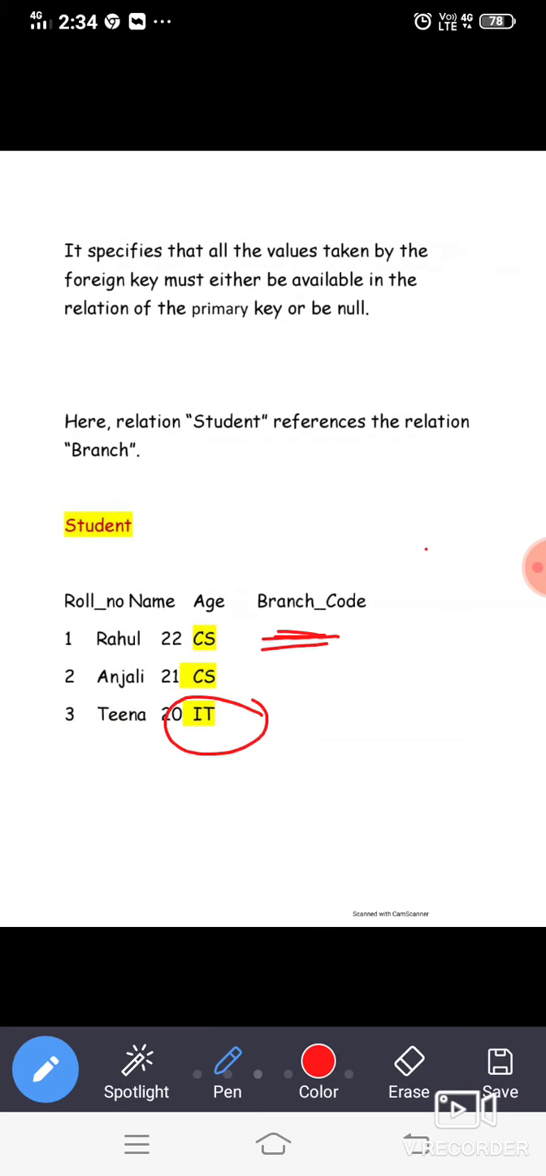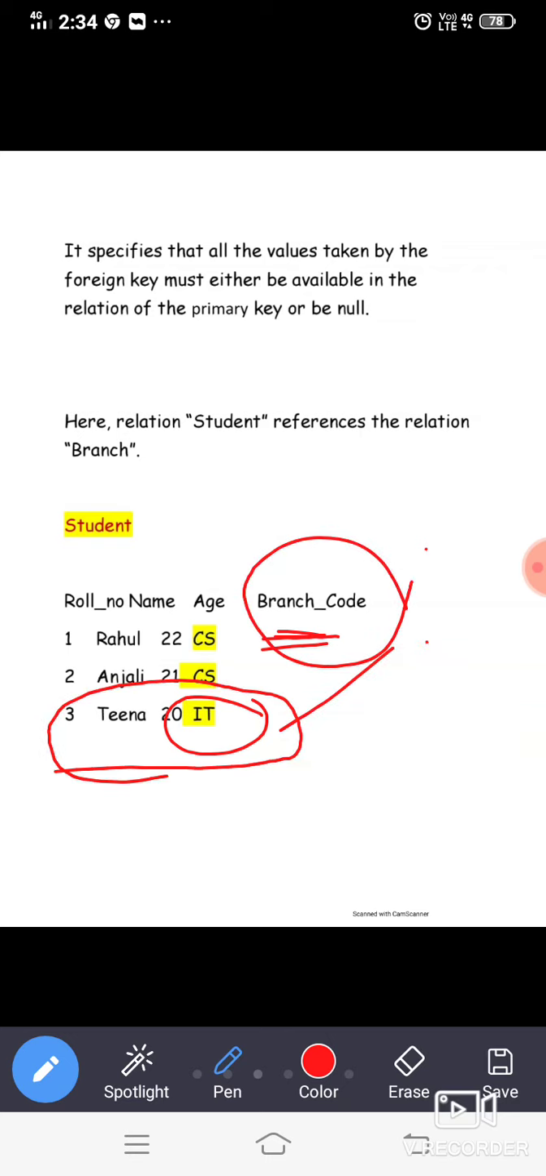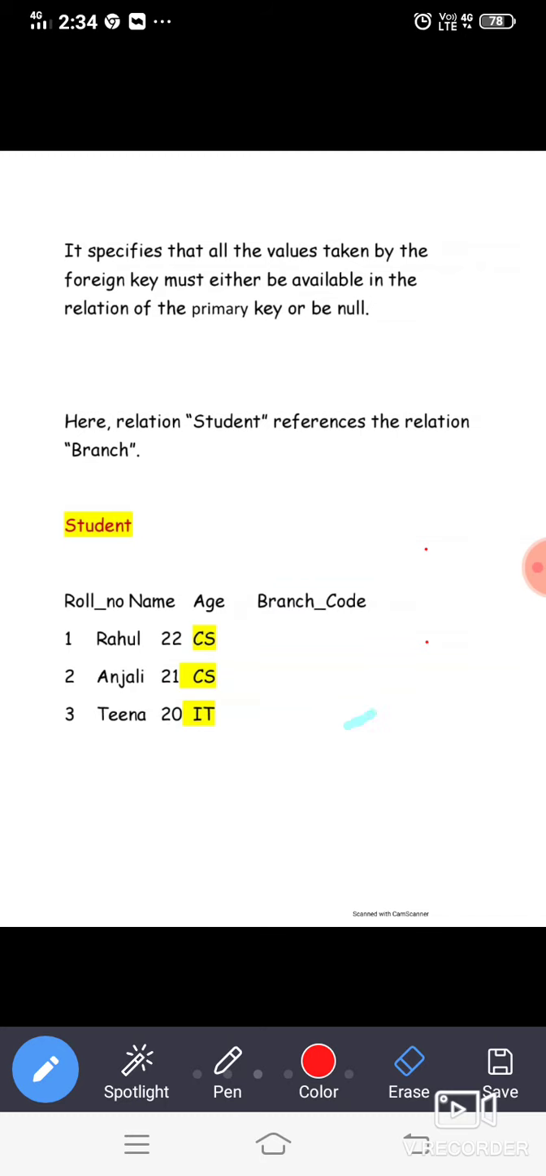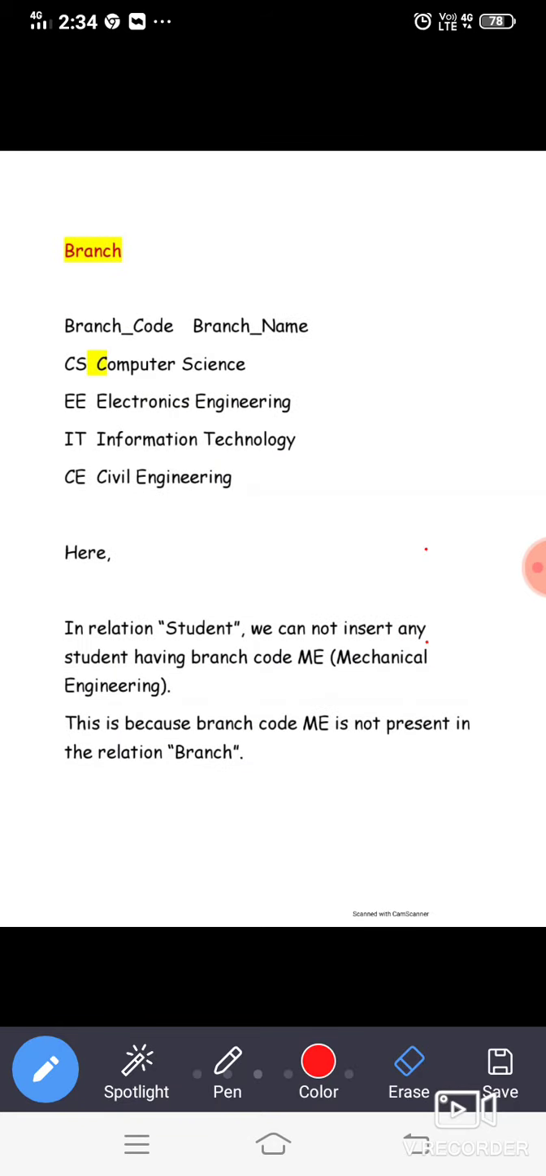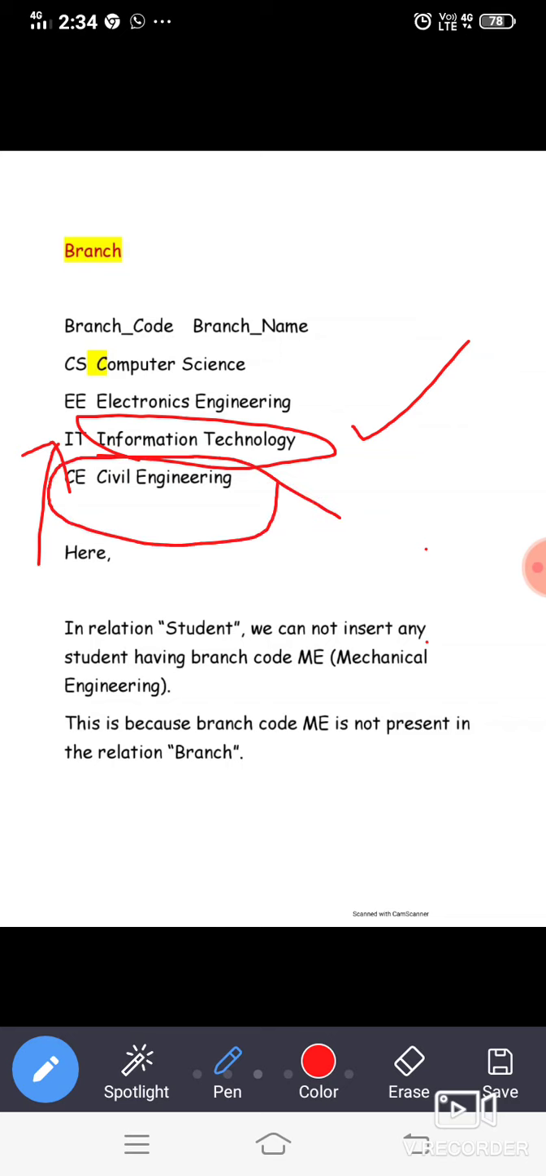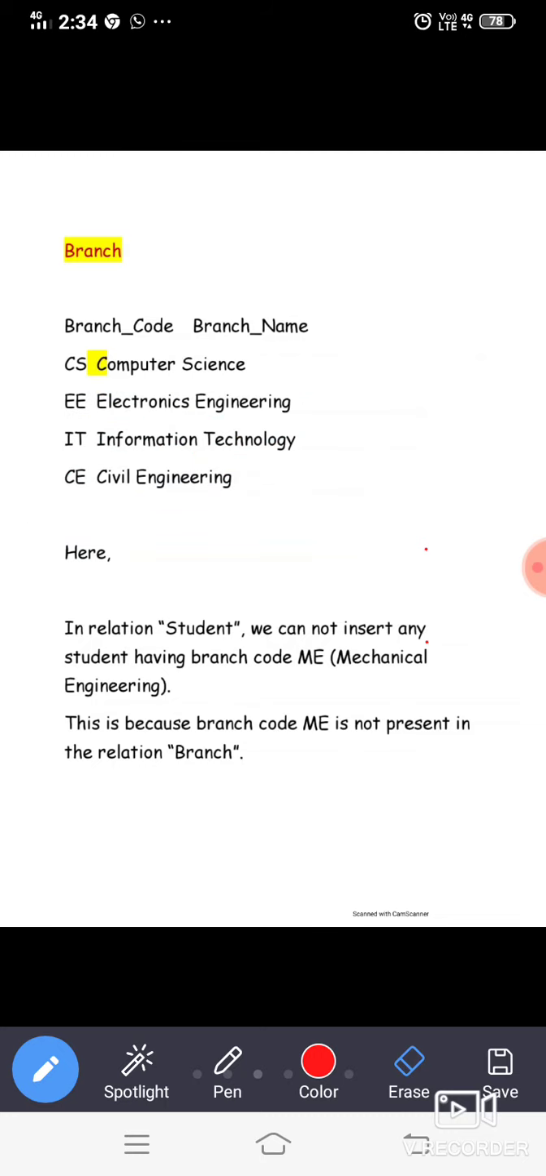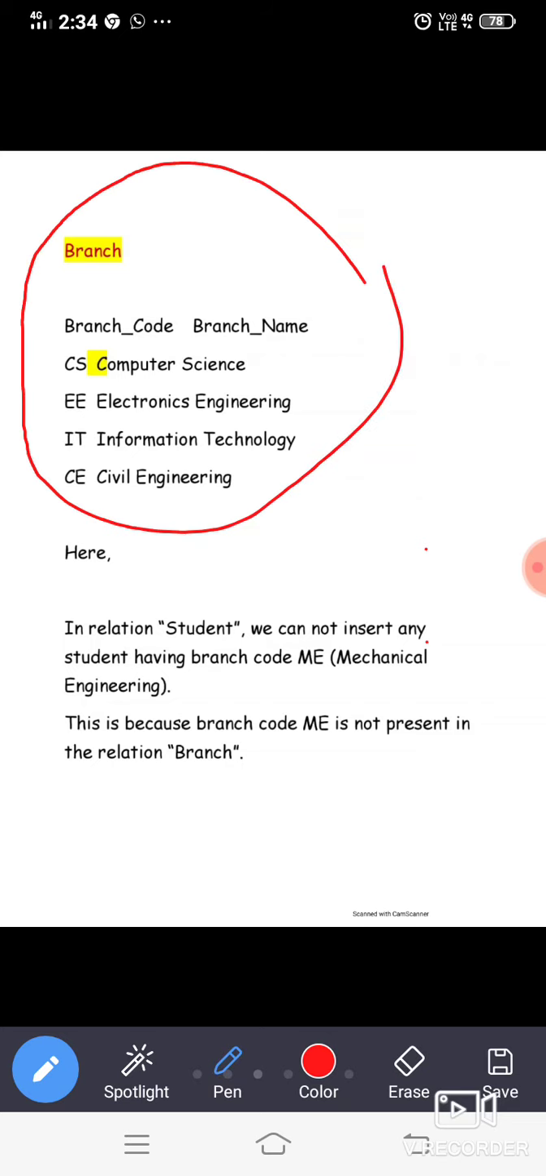Here IT is there. Now Tina has taken IT as the branch code. So can we find out the branch name of IT here, the full form of IT? See here, IT, directly I will refer to this tuple in the second table, the branch table. Similarly I can find out information technology. Of course there are some additional courses. Electronic engineering is there and civil engineering is also there. So this particular table consists of the names of all the branch codes.